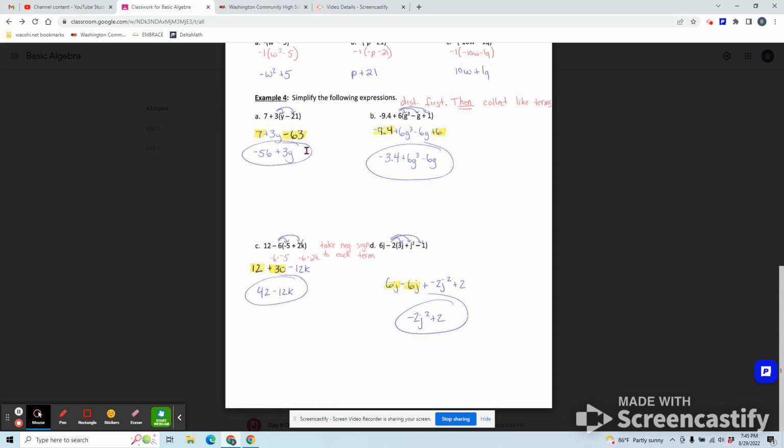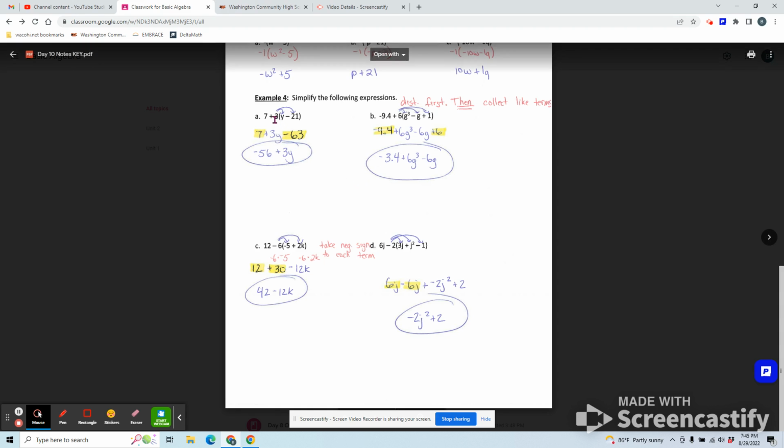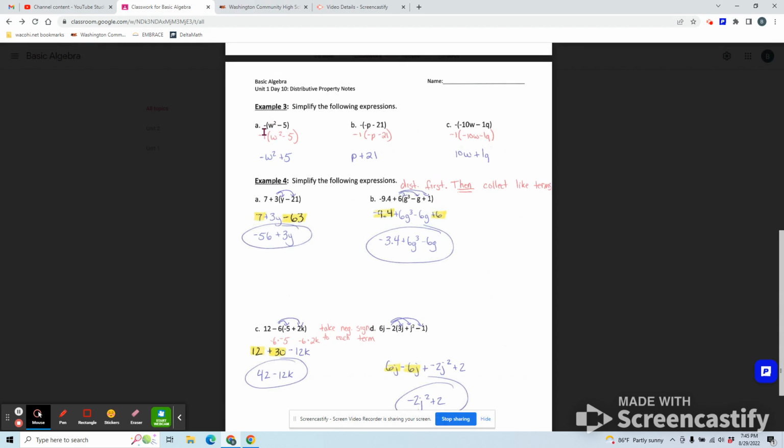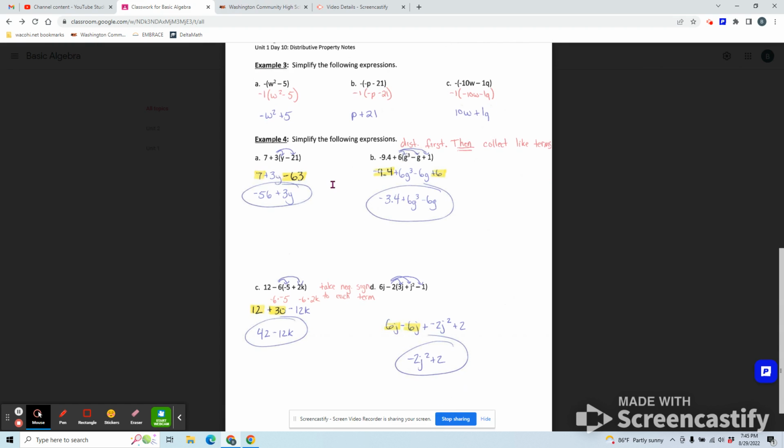When you distribute, you take the sign and the number with it. So this had a negative. We take a negative and distribute. We multiply to everything inside the parentheses. And then when you're done, you collect like terms.